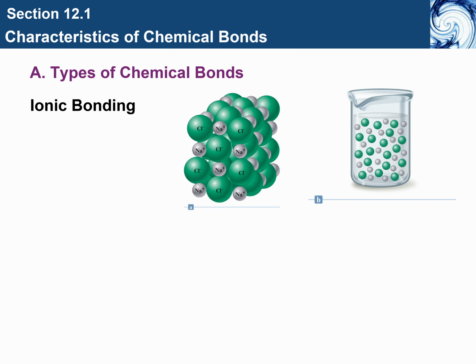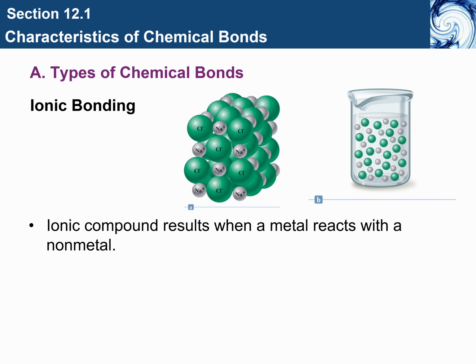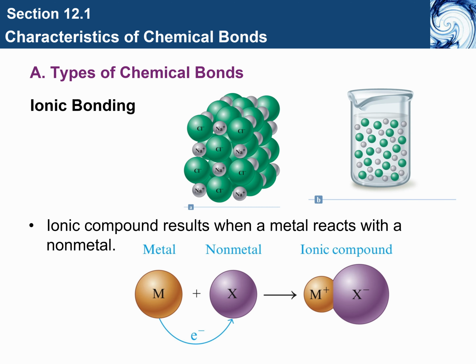Ionic bonding. An ionic bond results when a metal reacts with a nonmetal. In ionic bonding, electrons are transferred. The metal loses electrons and becomes a positive ion, called a cation. The nonmetal gains an electron and becomes a negative ion, called an anion. Those opposite charges attract each other. The beaker of particles represents ions in solution, and the diagram below it shows the metal transferring electrons to a nonmetal to form positive and negative ions. The main idea is electron transfer, not sharing.